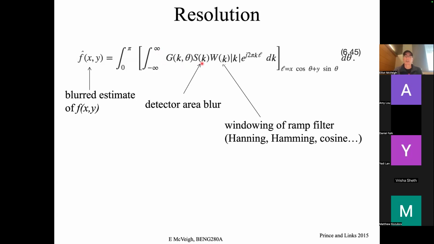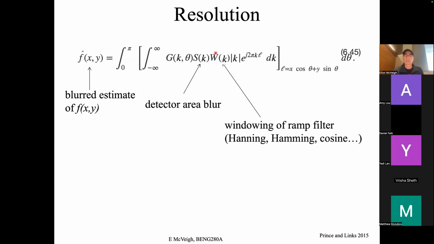And then there are these other terms: detector blur, the windowing, and the ramp, which comes, remember, from the Jacobian for this integration. And then the inverse Fourier transform phasor that we use to map back from the Fourier transform we took. And we parameterize for any x and y. We have L, that is changing with respect to theta by this equation so that we stay on one line.